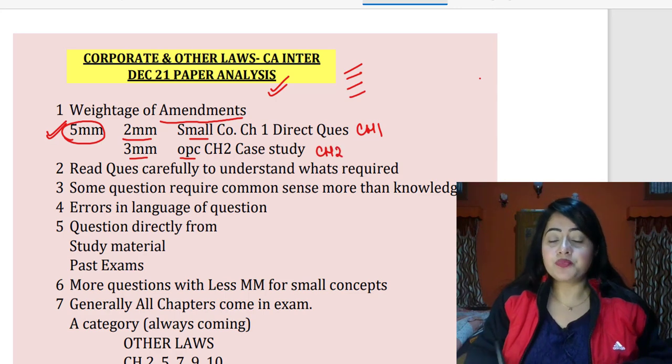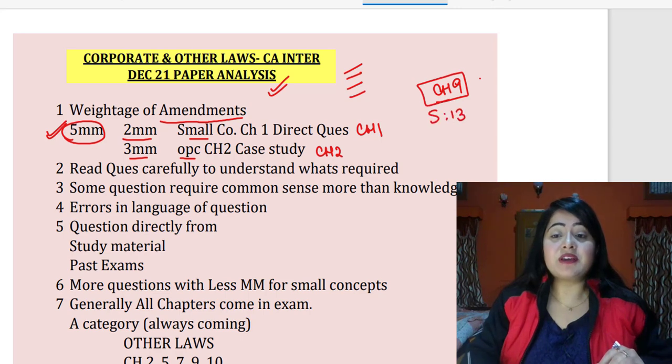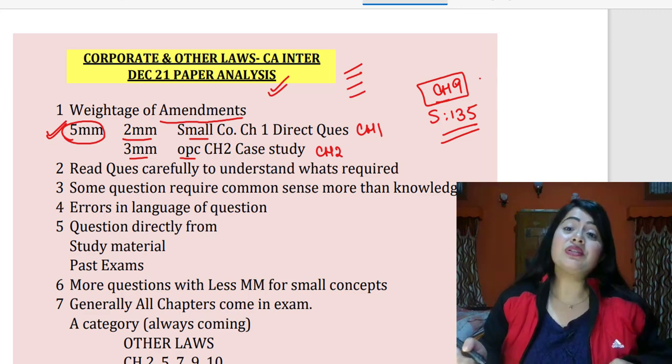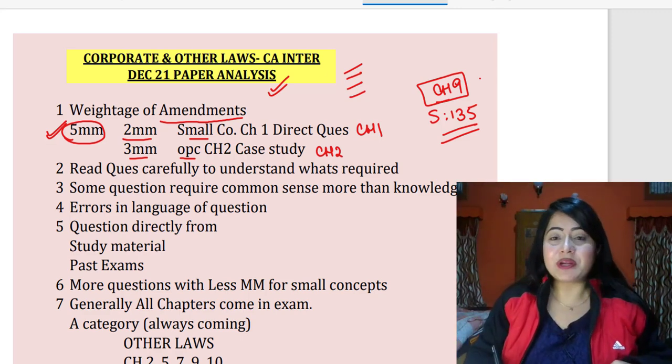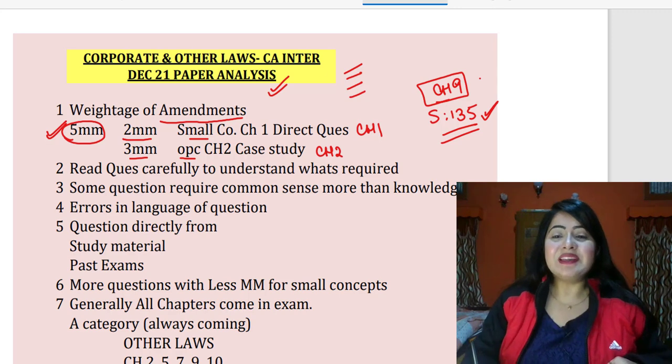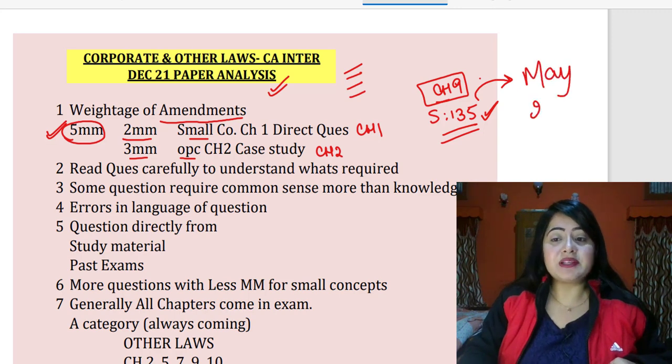Apart from that, there were certain other amendments that were not actually covered in this examination. There were some really important amendments relating to chapter number 9, relating to section number 135 CSR, that were not actually covered in this examination. But because those amendments were not covered in the December 21 examination, does that mean that they are not going to be covered in your coming exam, which is your May 2022 examination? The answer is no. It's highly likely that this amendment actually falls in your May 22 examination.